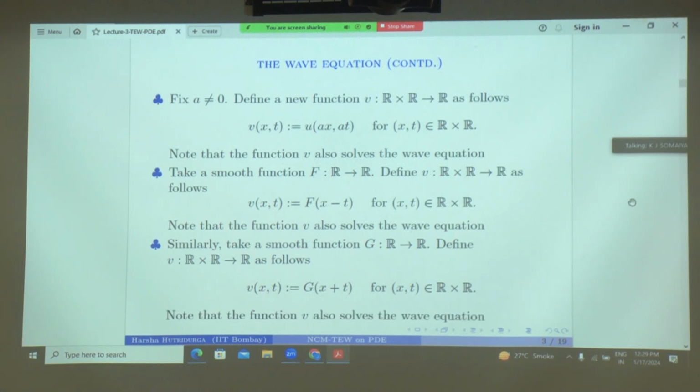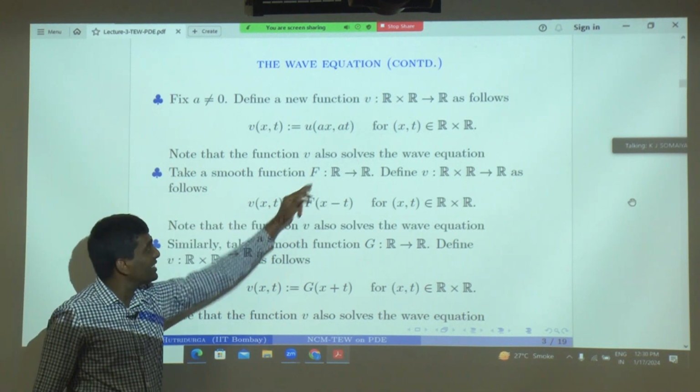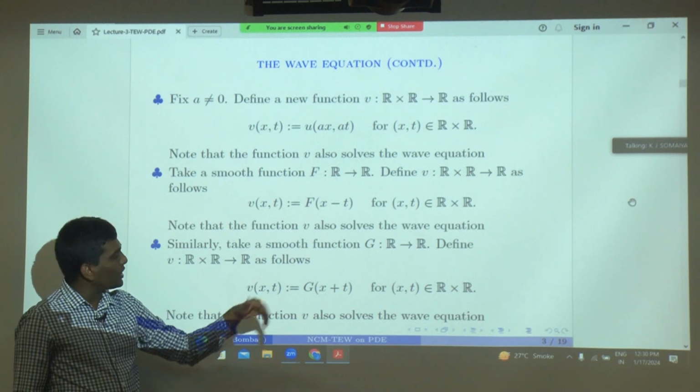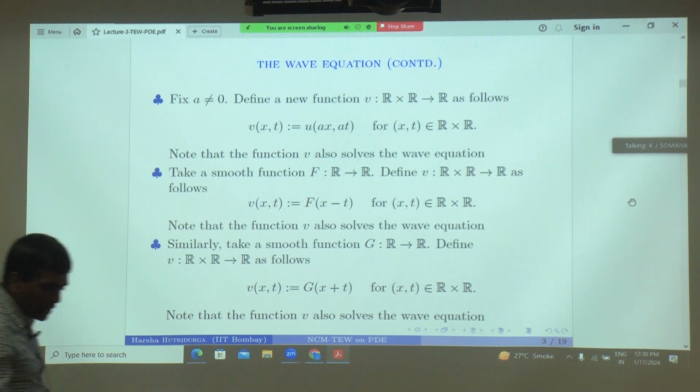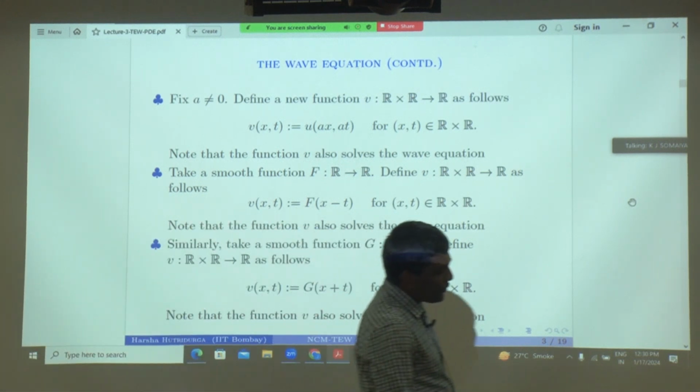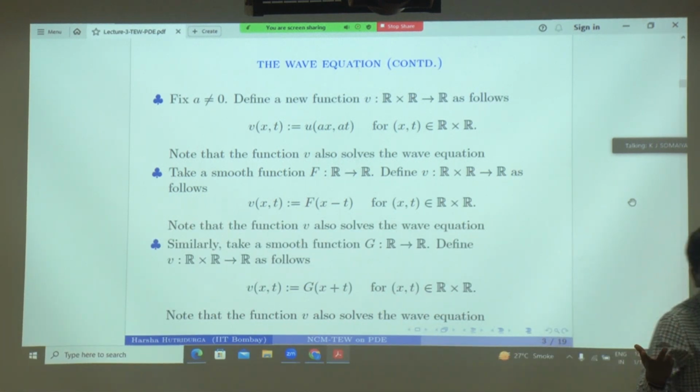Okay? So in these two slides, it may sound like this equation has an excess of solutions, because there are so many options to write down solutions. You can pick any arbitrary smooth function f, and you can build a solution to the wave equation. Any arbitrary smooth function g, you can build a solution to the wave equation. And in the previous slide, we made one more useful observation, that if you give me two solutions and I take the linear combination, that's again a solution.